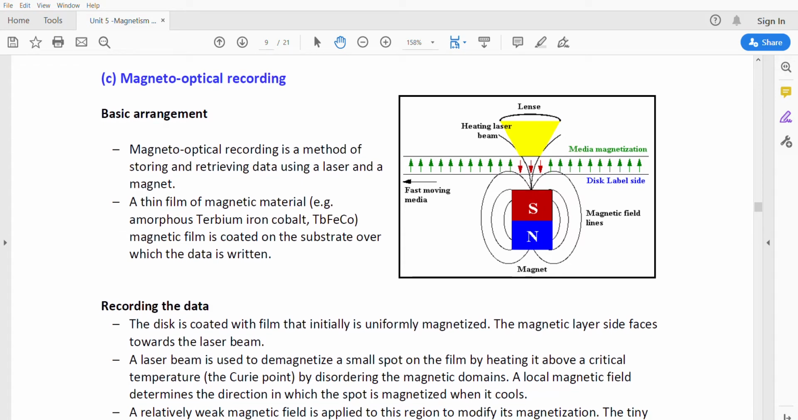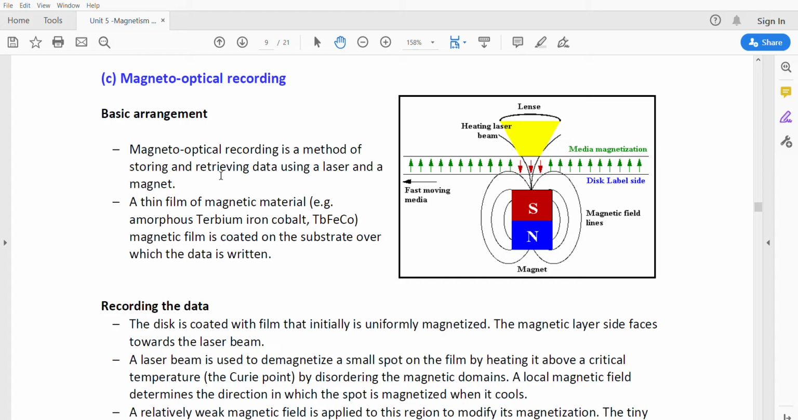Here, the third application of the magnetic material is optical recording. Here also the data can be stored using a medium, and that is done using the laser. So this is said to be the magneto-optical recording. We will see the basic arrangement. Magneto-optical recording is a method of storing and retrieving the data using a laser, so laser and a magnet.